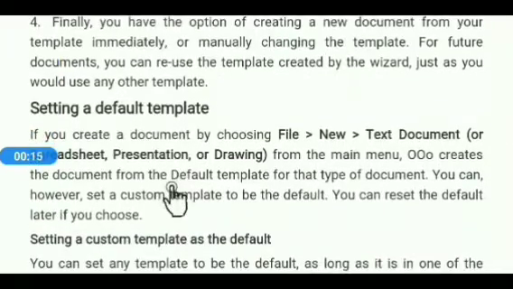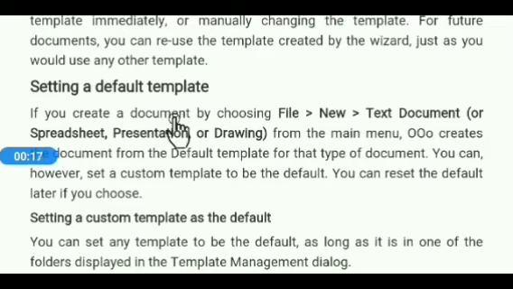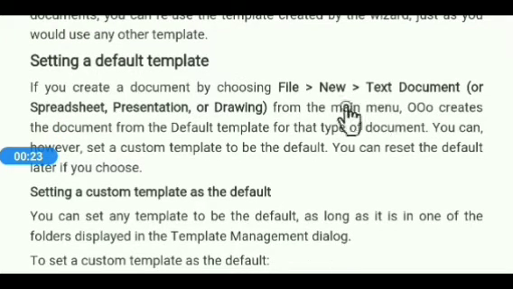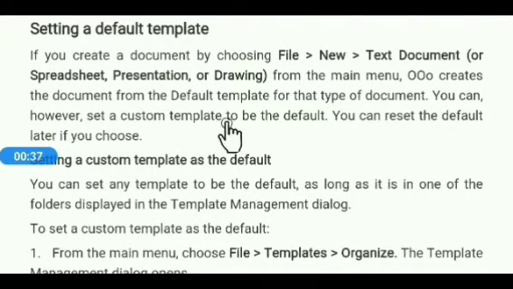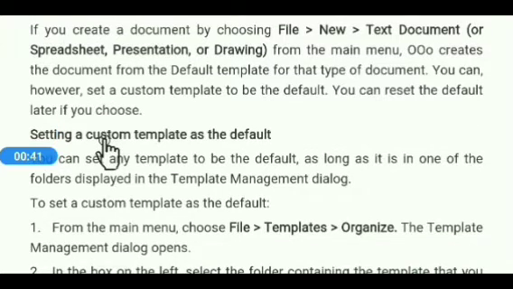The next is setting a default template. If you create a document by choosing File menu, New option and Text document, or other options are spreadsheet, presentation or drawing from the main menu, then OpenOffice.org creates the document from the default template for that type of document. You can, however, set the custom template to be the default. You can reset the default template later if you choose.